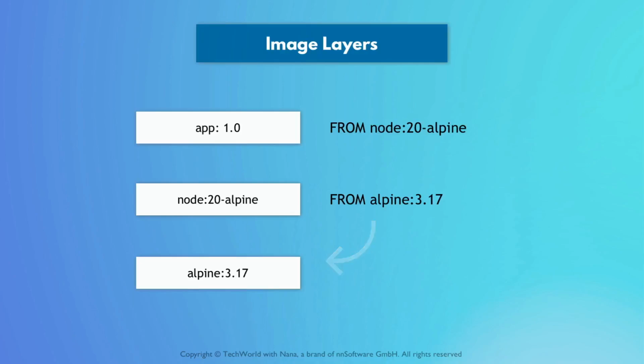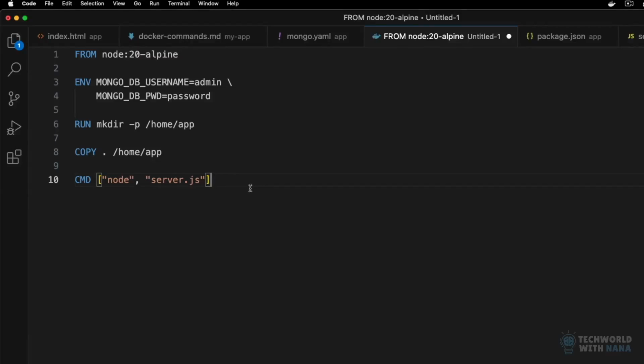So Alpine is a lightweight Linux image that we install Node on top of, and then we install our own application on top of that base image. And basically this is how all the images are built. So now let's go back and complete our Dockerfile.